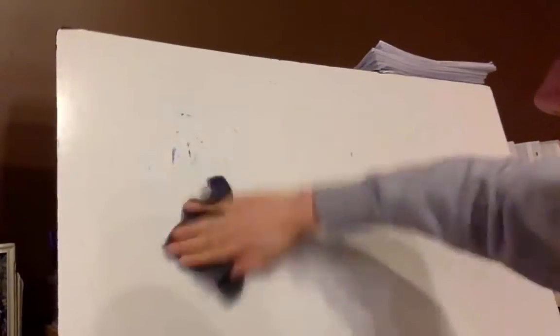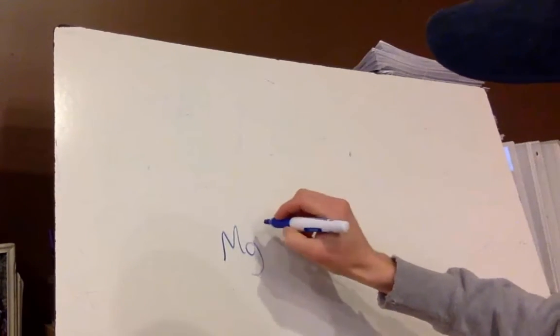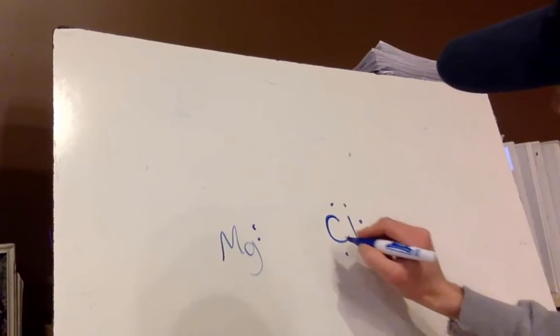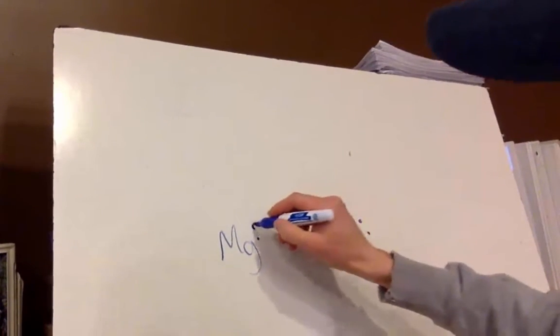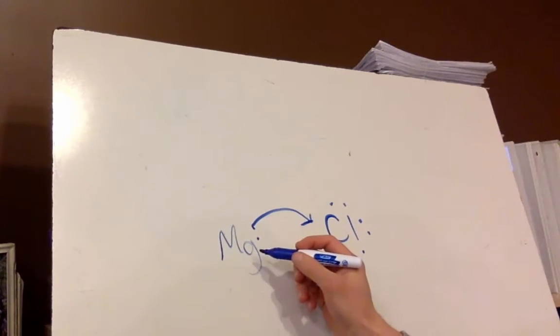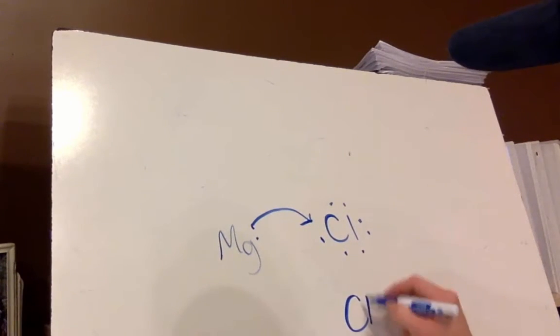So again, pretend for a second that we have magnesium, which has 2 valence electrons, and then we have chlorine, which has 1, 2, 3, 4, 5, 6, 7. Magnesium can transfer one of these over here, which makes chlorine happy because it's got an octet, but magnesium does not have an octet because it still has this one guy right here. So we would need another chlorine to transfer this electron over there.